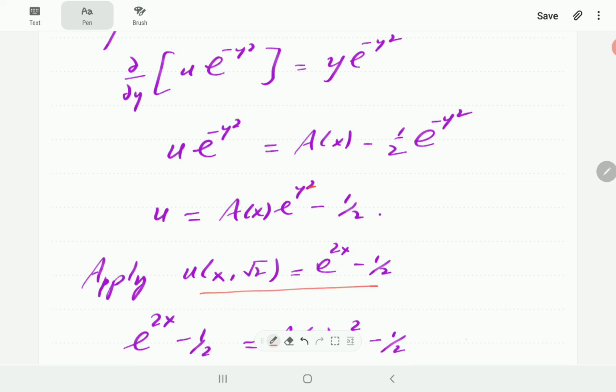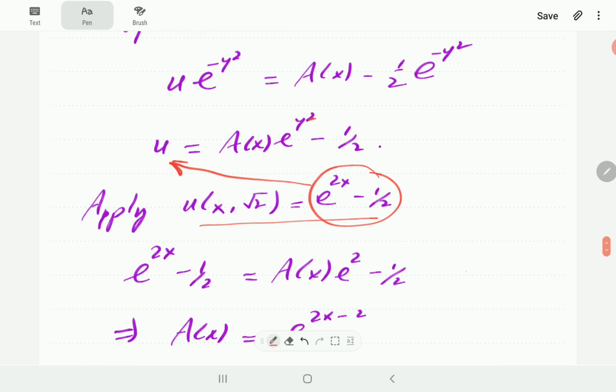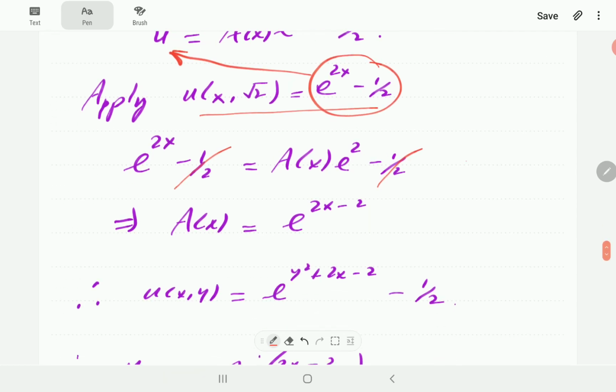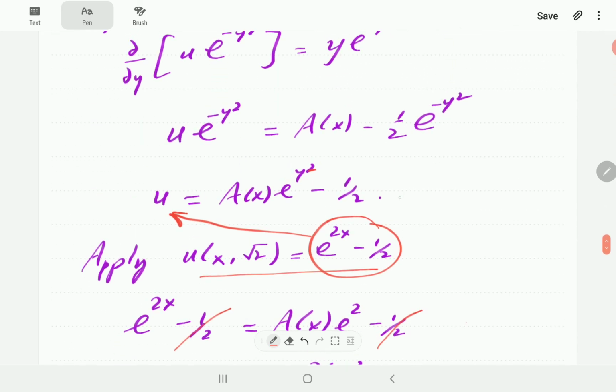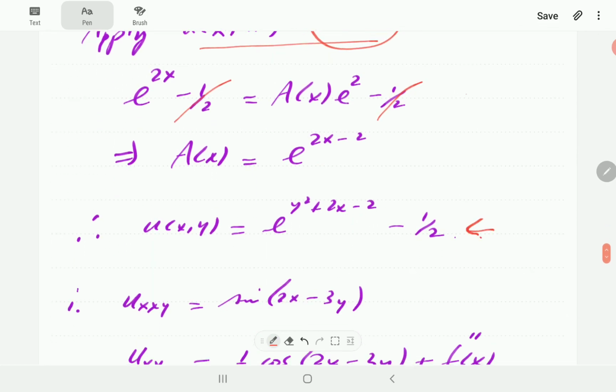Then if we apply this, on the left hand side we are going to have e^x minus that, and on the right hand side we're plugging in y is root 2. So here the minus half is going to cancel out, and so this is going to be our a. If we plug it into this expression here, then our solution is going to look like that.